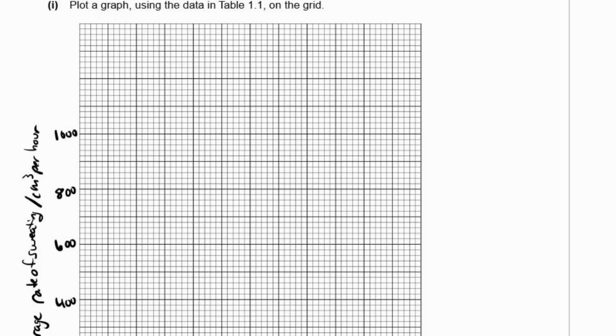Okay, so they've given us 7 large squares. This is a large square. That's one large square. And we need to go up to 1200. So a reasonable number to go up by is 200. So we go 0, 200, 400, 600, 800, 1000, 1200, and we can go up to 1400. But we're going to be using just above 1000, and that's well up over half the graph.